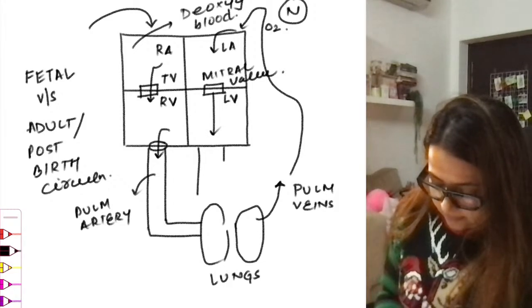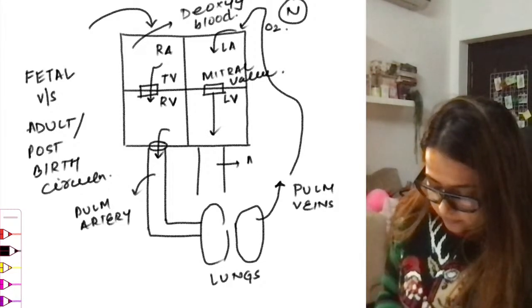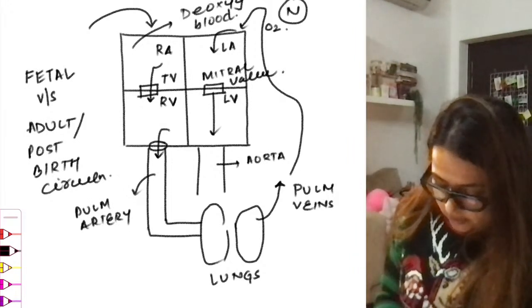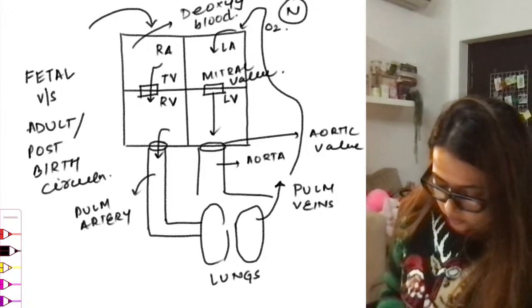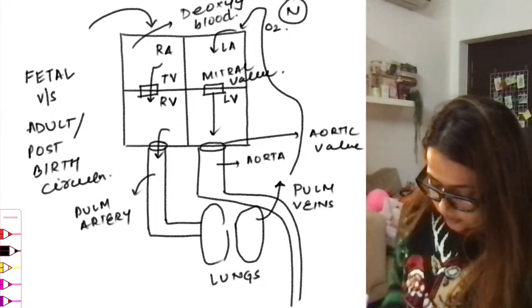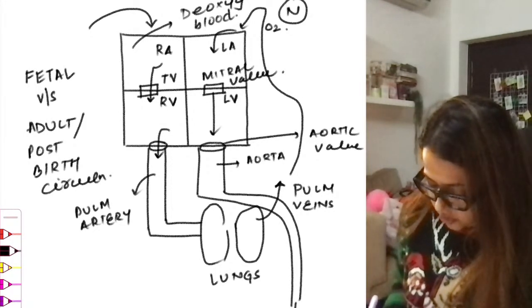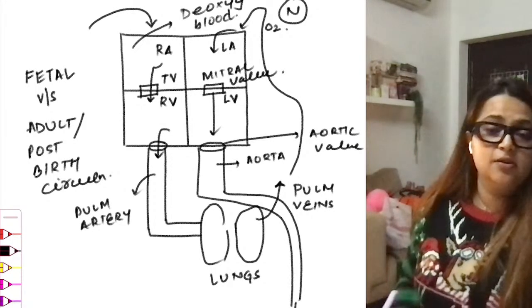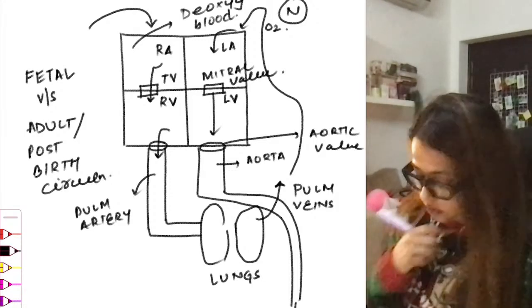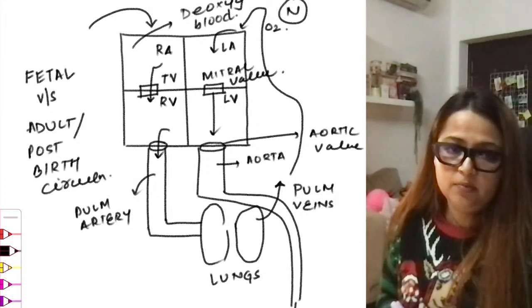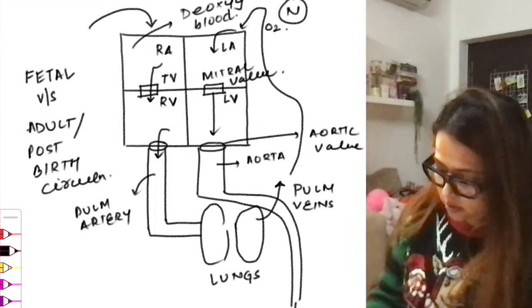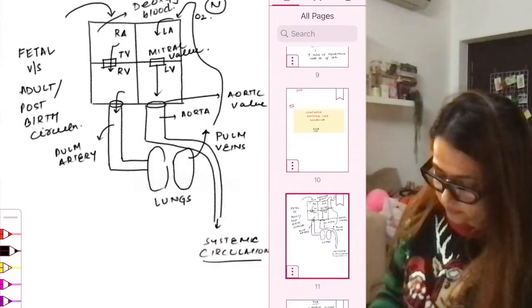Ultimately from the left ventricle, the blood goes into the aorta. Here we have the aortic valve. Via the aorta, the blood goes into the systemic circulation, so throughout the body the blood is distributed from the aorta. So this is what happens in normal people, after birth. This is the circulation. Now I'll draw one more picture here.